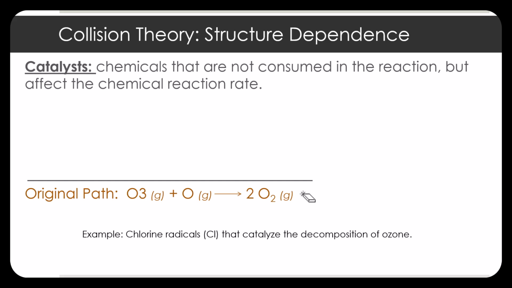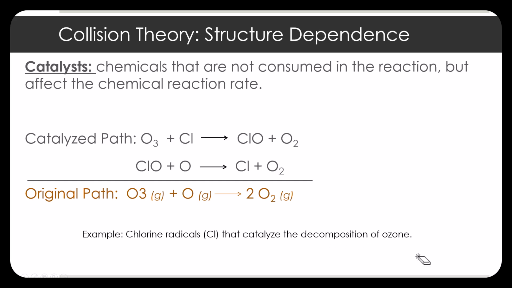Typically, chemical reactions happen in a series of steps. So that's something that we're going to see more and more this chapter. The series of steps that happen for this chemical reaction in combination with the catalyst are as follows. Chlorine radicals will catalyze the decomposition of ozone. So having those chlorine radicals in the atmosphere will speed up the decomposition of ozone. And here's how that happens.